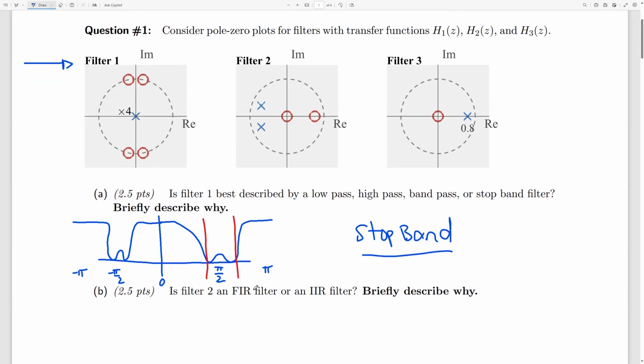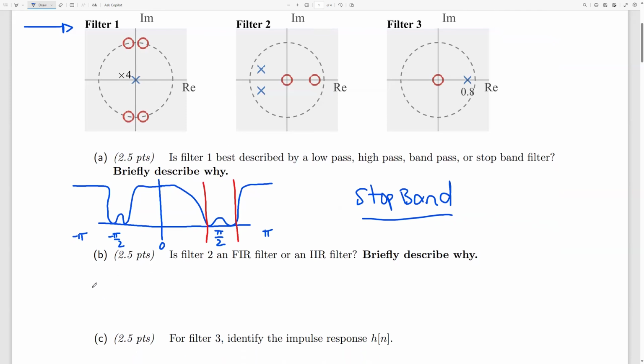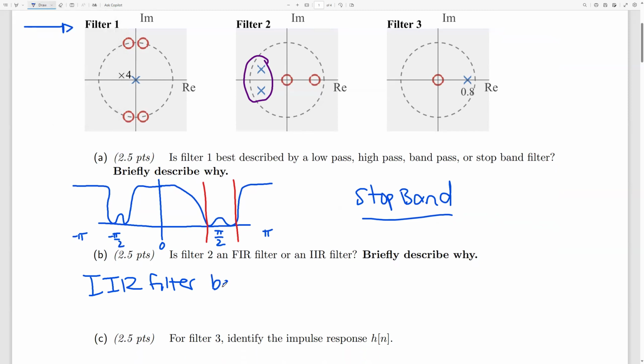Next is filter 2, an FIR filter or an IIR filter. Briefly describe why. And this is an instant answer of being an IIR filter. How you know is the locations of the poles. This is what you need to pay attention to. And your reason that you need to give is that it's an IIR filter because the poles are not at the origin.